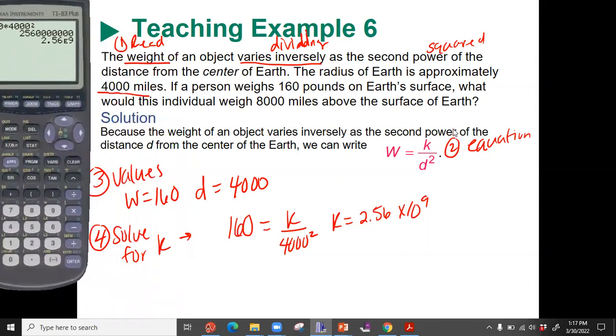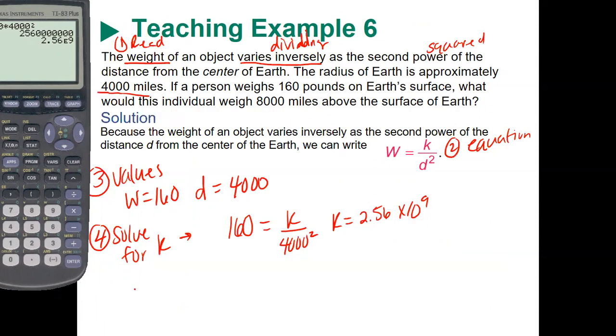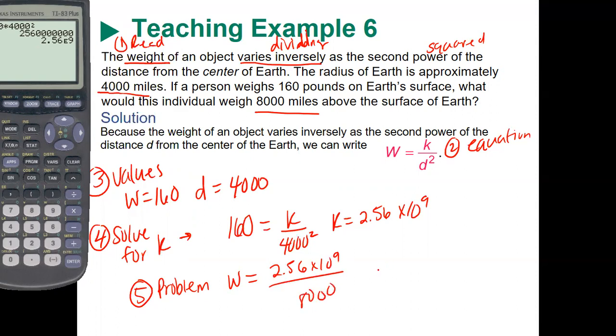All right, now we're going to solve. So step 5 is solve the problem. And it says, what would this individual weigh 8,000 miles away? So our problem is W equals, so the weight with your K is 2.56 times 10 to the 9th, divided by the distance, 8,000, squared. And that's what we're going to put in the calculator.